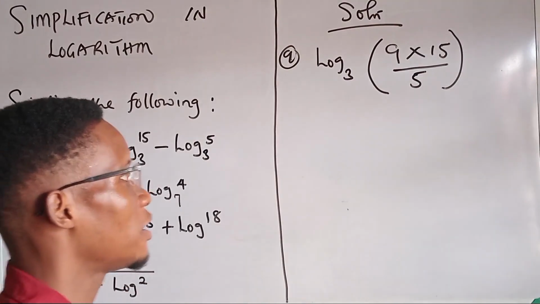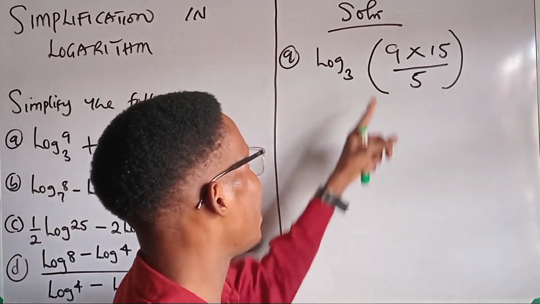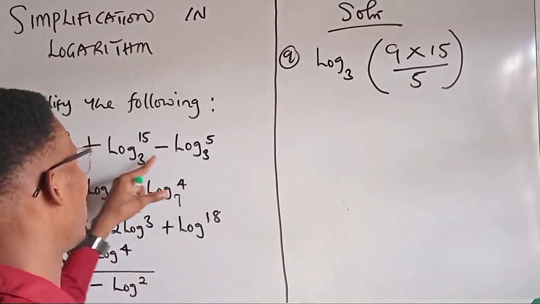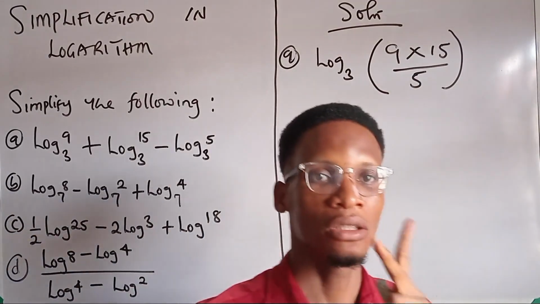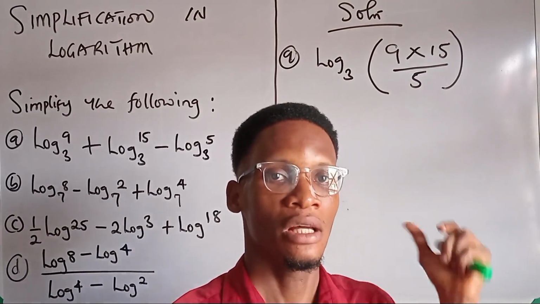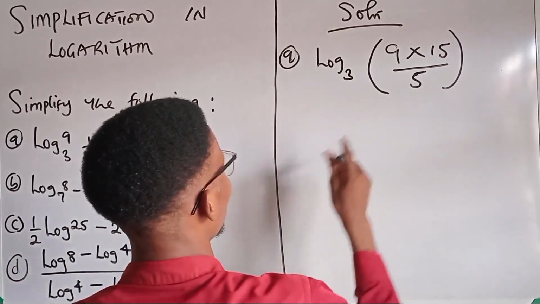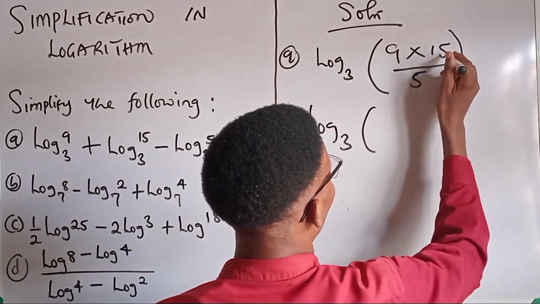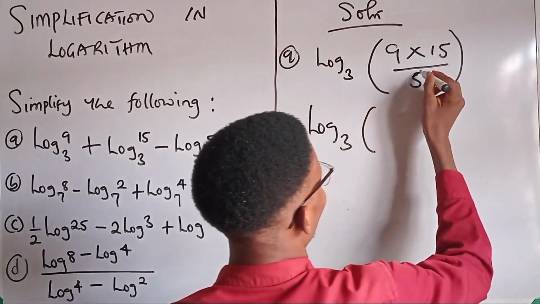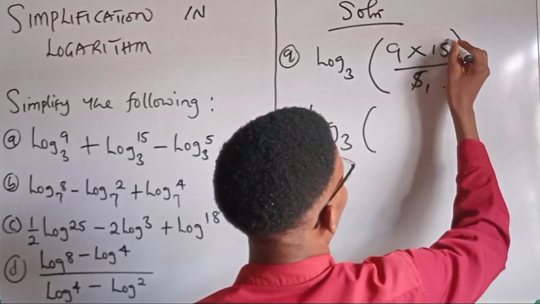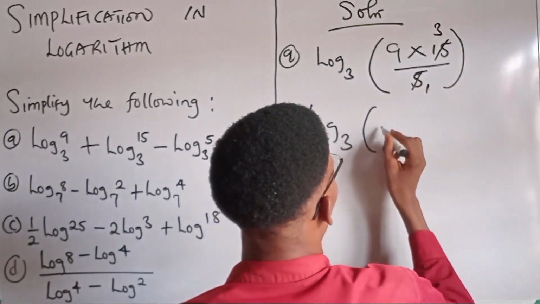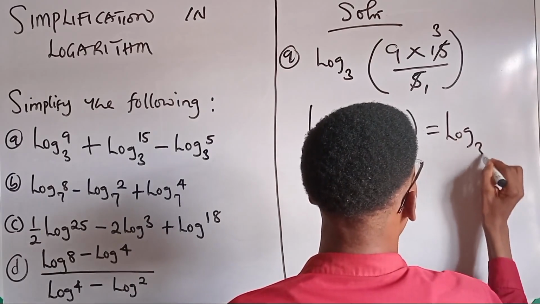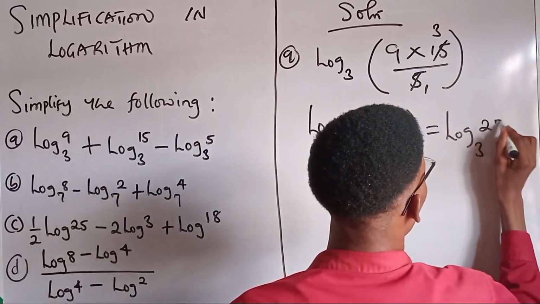So that's how you apply the addition law of logarithm. What we applied here are 2 laws of logarithm: both the addition law and the subtraction law of logarithm. These are the 2 laws we applied in order to get the answer. Now you repeat your log base 3, then 9 times 15 over 5. Let's simplify by saying 5 goes into 15, giving 1 and 3. So 9 times 3 gives us log base 3 of 27.